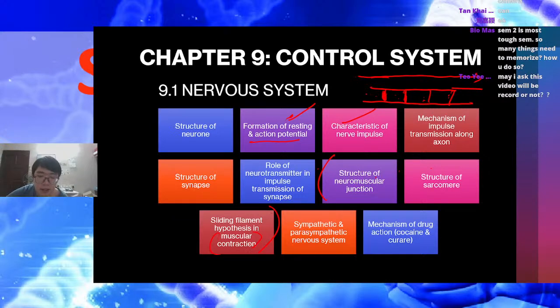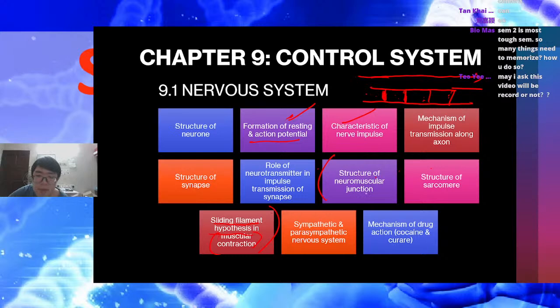Macam mana muscle kami boleh contract. Kan? If you know that our muscle can contract and relax. Tapi macam mana dia contract? Macam mana dia relax? So, ada satu hypothesis lah, so-called sliding filament hypothesis. One of the mechanisms. But before you learn this mechanism, you have to know the structure first. One of the structures is the structure of the neuromuscular junction.